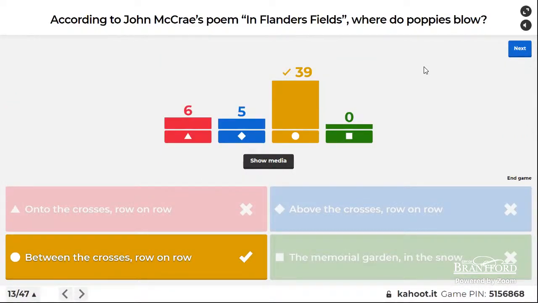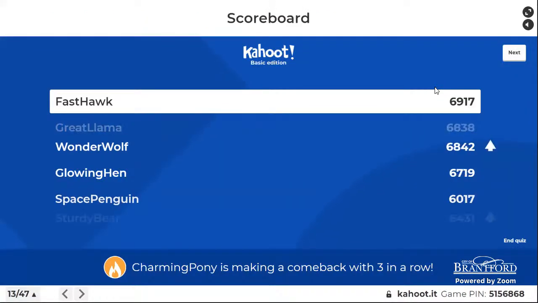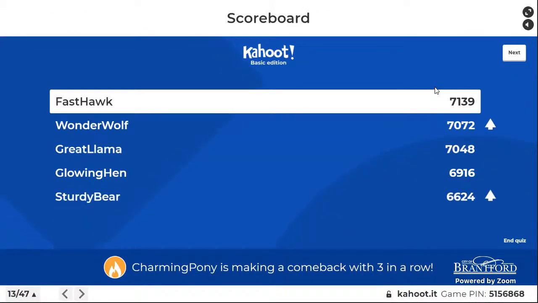Looks like the majority of you know the poem. It is definitely between the crosses row on row. Okay, so with that said, let's check out the scores. Oh, Fast Talk got that one, just extended the lead there to 7,139 points, but it is very close behind.